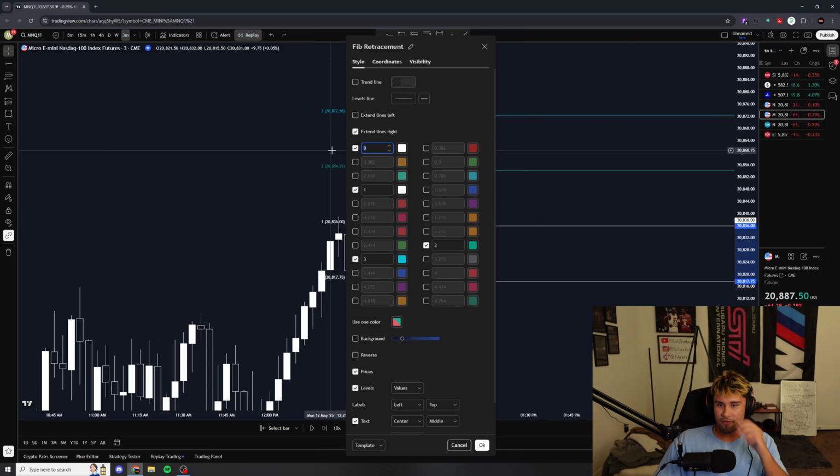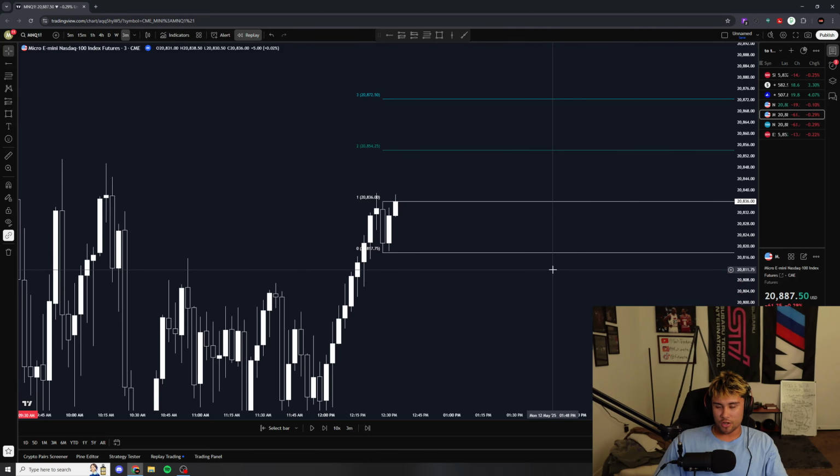Also, by the way, here's my Fibonacci settings. It's just that I have the extended lines, right? 0, that's your stop loss. 1 is your entry. 2 and 3 are your TPs. We take our entry right there. We are very obviously in an uptrend.